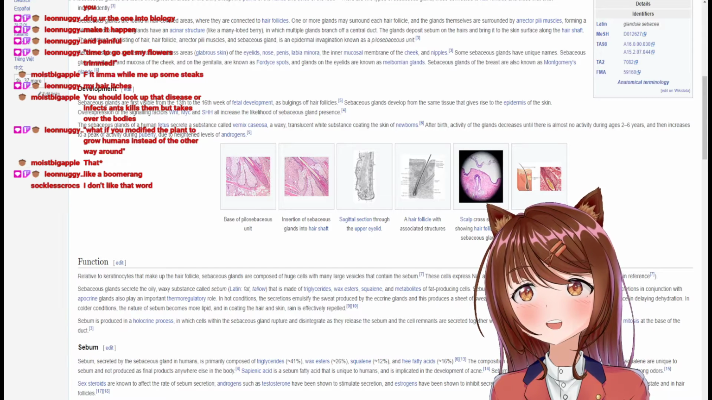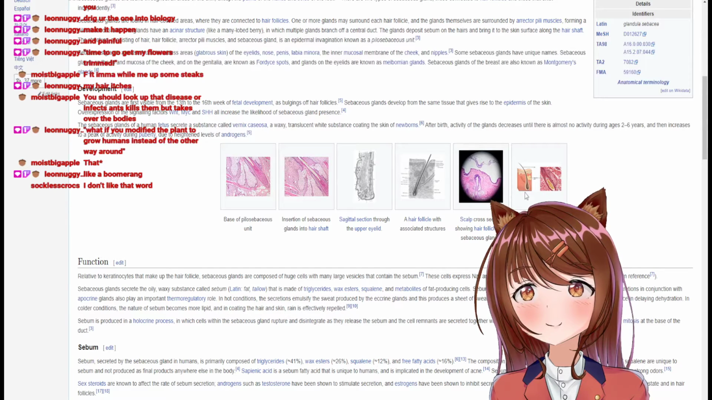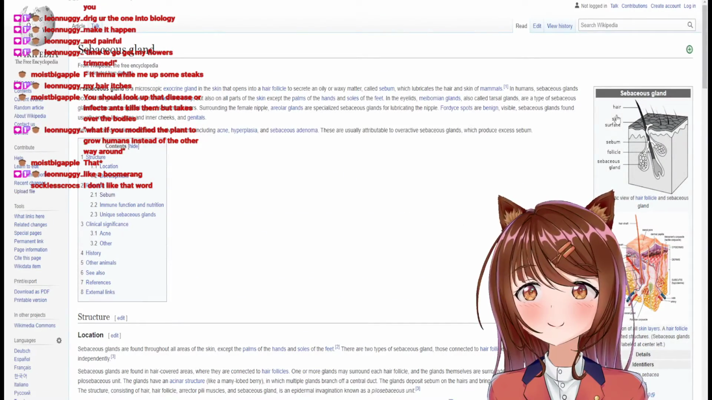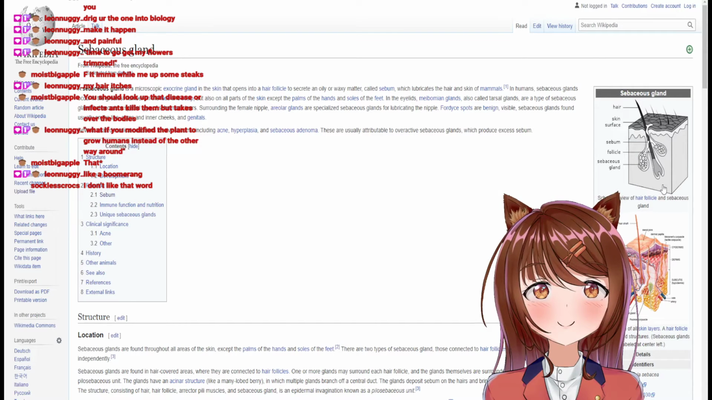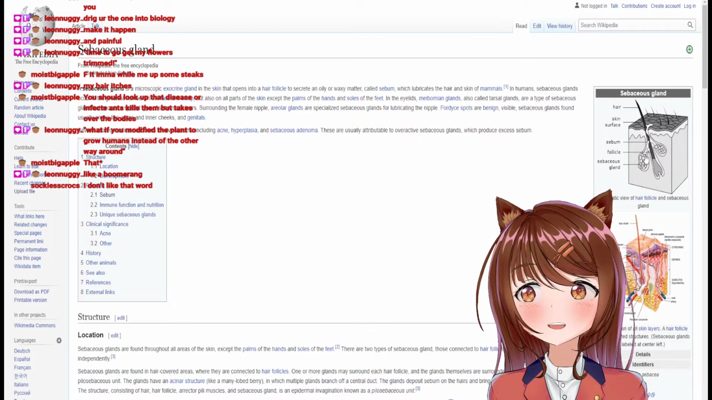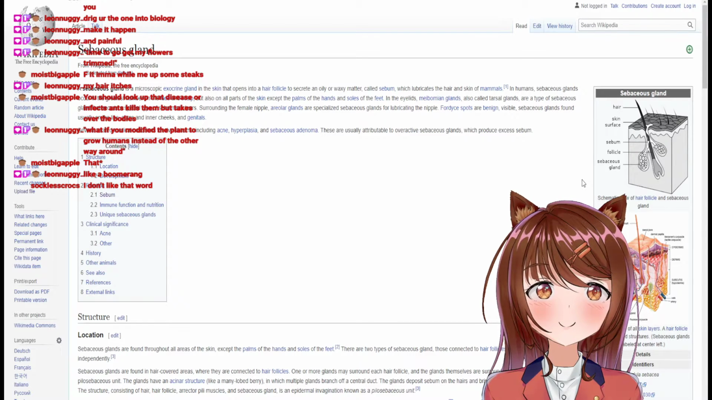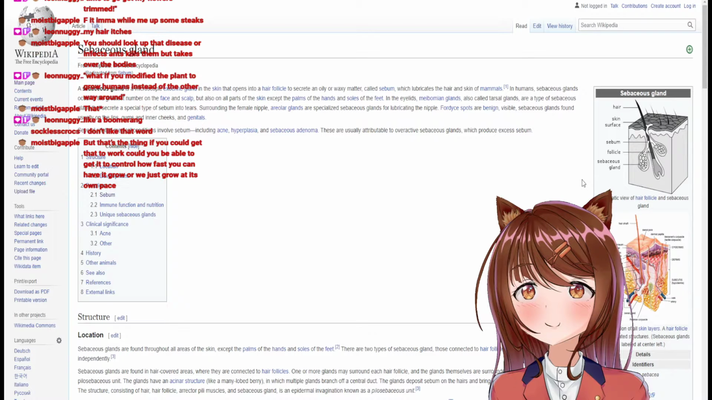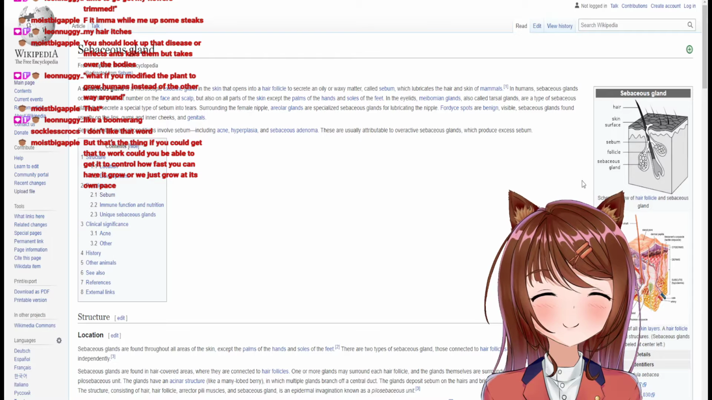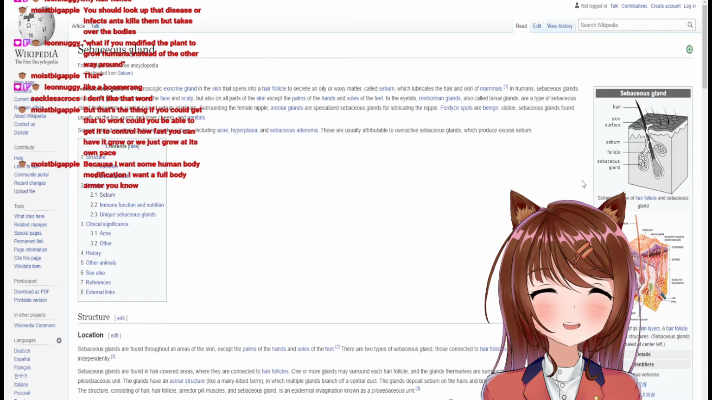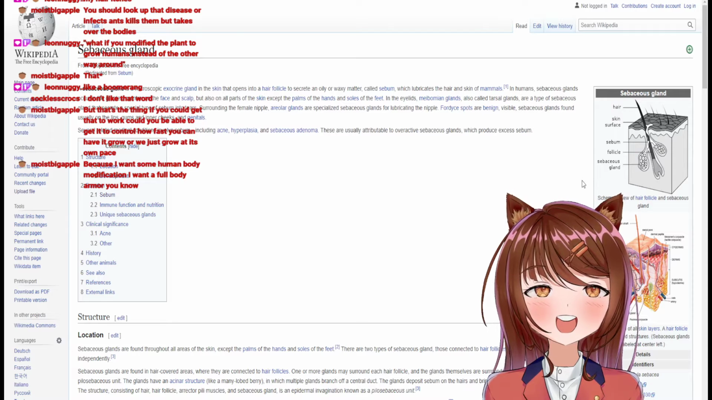Hair usually just sits around, but there are nerves at the bottom here. When something touches the hair or air blows over your hair, it triggers the little nerves, you know? So I guess in a way, if a plant took over that position, it would be doing the same job as the hair. It would just be eating all the sebum. If you could get it to work, you'd be able to control how fast it grows, or we could just grow it because you want full body armor?